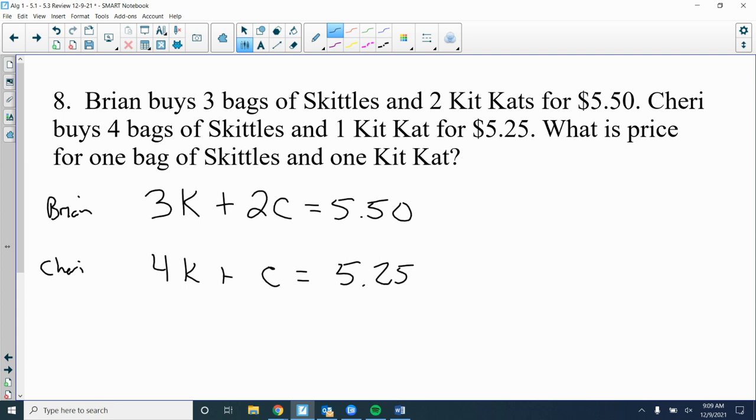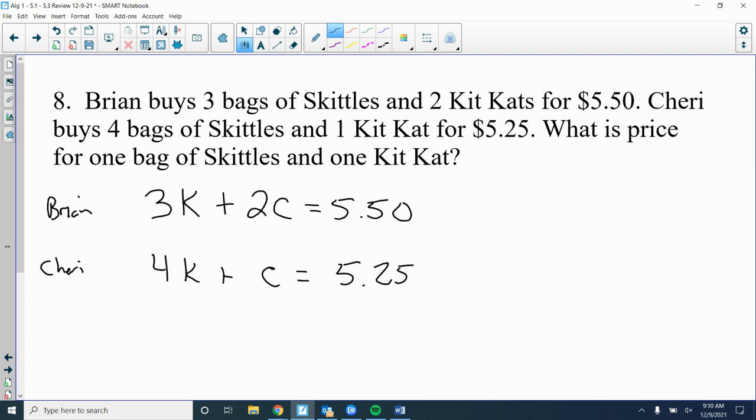Do you want to do substitution or elimination? Either one would work. You want to substitute? You want to solve the bottom one for C and sub it in? Or do you want to do elimination? How many want to do substitution? That's great. How many want to do elimination? All right, let's do elimination.